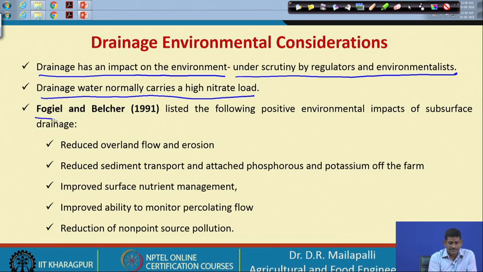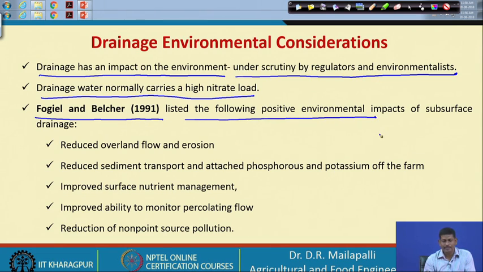Fossil and Belcher 1991 listed the following positive environmental impacts of subsurface drainage. The negative side is that it could cause eutrophication in the nearest water bodies, whereas there are some positive environmental influences, like reduced overland flow and erosion. The moment the accumulated water is percolating down into the soil, the overland flow is going to reduce, and definitely that is going to reduce the erosion and the sediment transport.